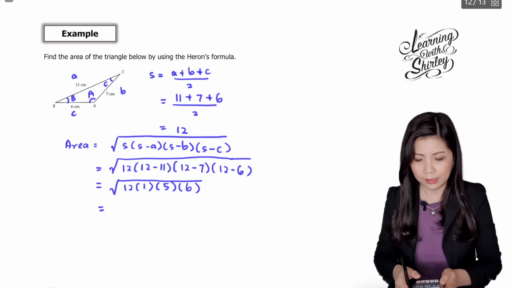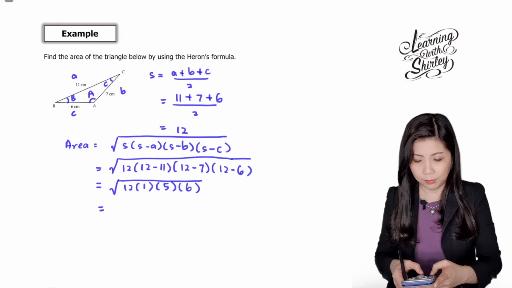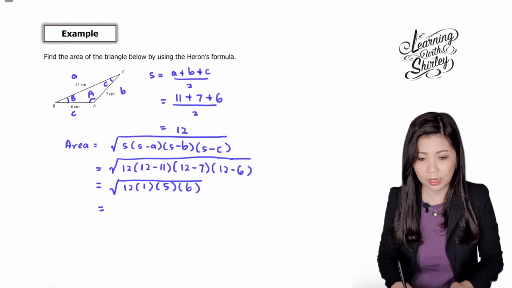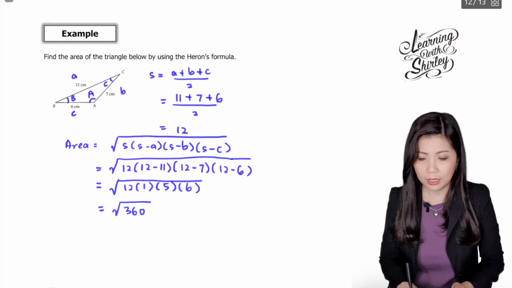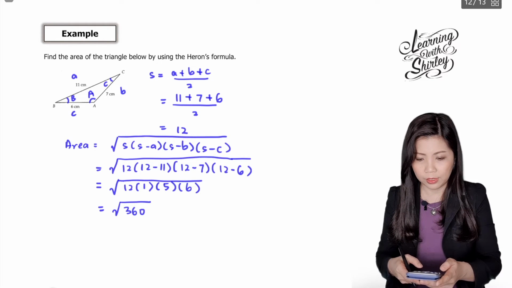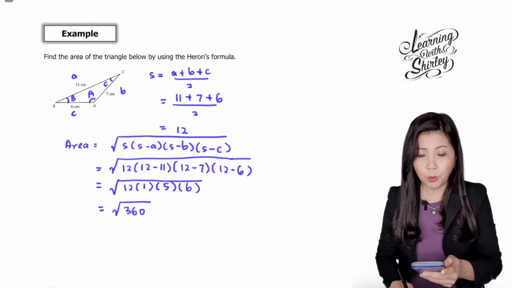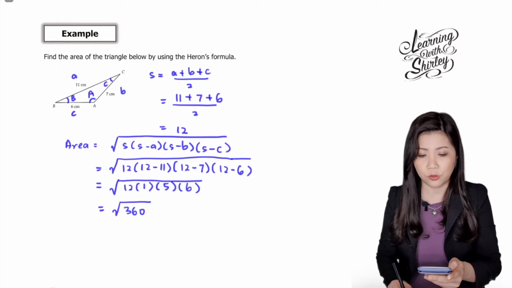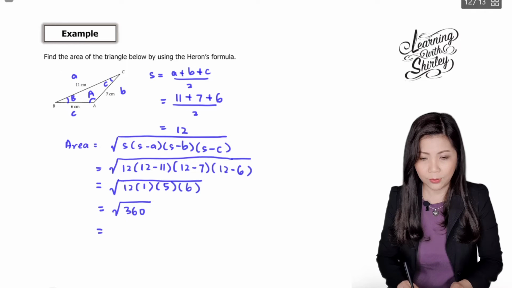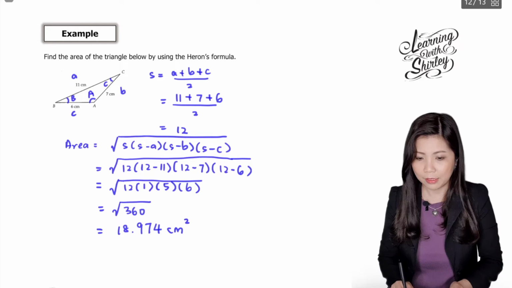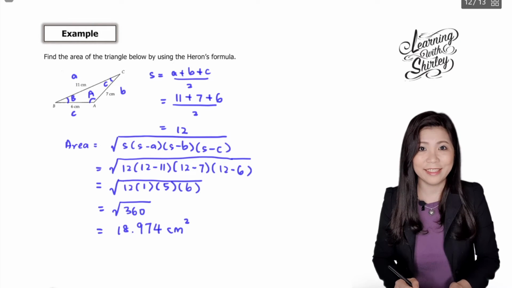Let's calculate this. 12 times 30 is 360, so square root of 360 is 18.974. Leave your answer in 3 decimal places. So it equals 18.974 and the unit is cm squared. So that's the answer.